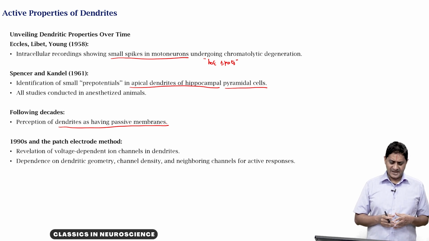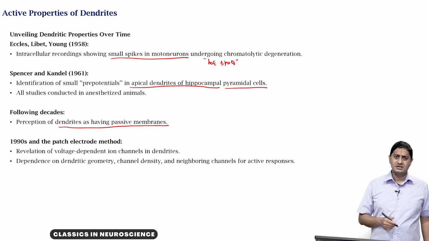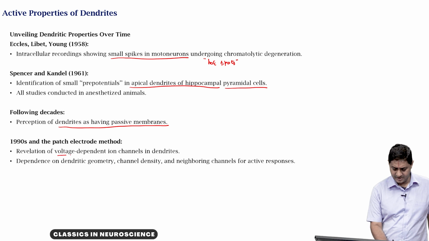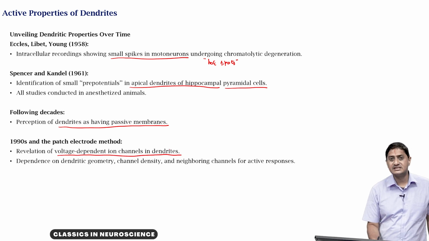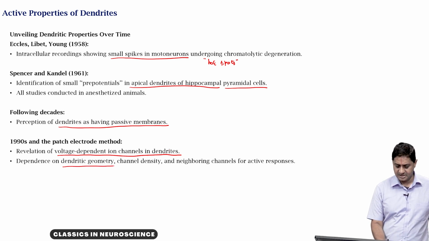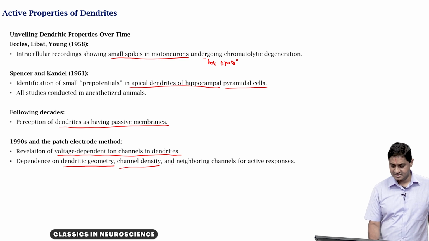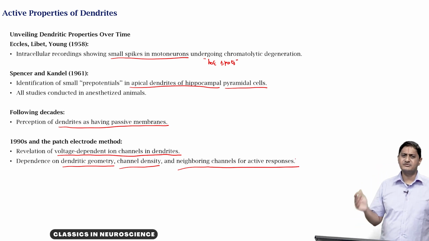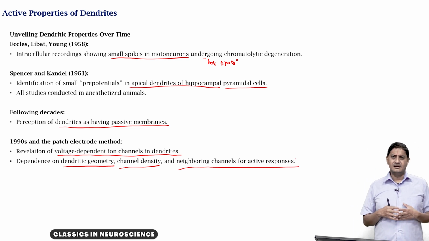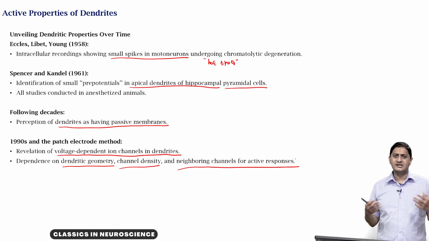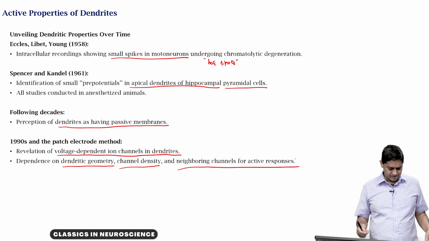Only with the advent of patch electrode technology, it came to be shown that there were voltage dependent ion channels in dendrites just like in axons. But the generation of action potential depends on multiple things like dendritic geometry, channel density, neighboring channels. So, there is a whole bunch of factors that decide whether an action potential will be generated or not.